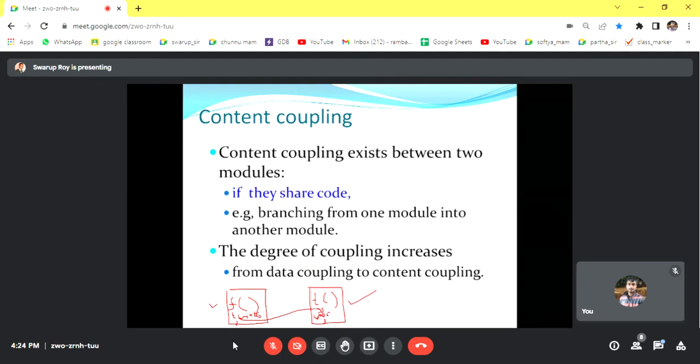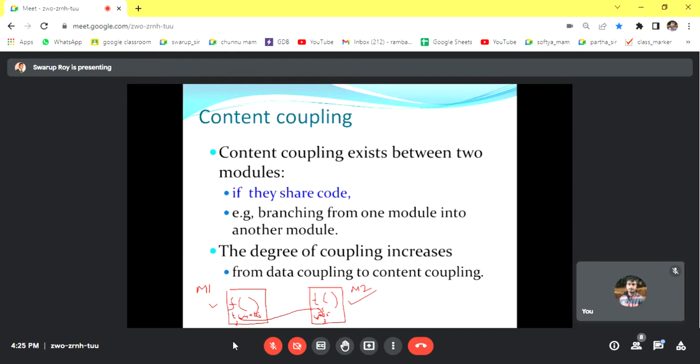This is module 1 and this one is module 2. Now you are jumping from the middle of one function to another function's part. So somewhere they are sharing code. To complete that, it needs to take the code written inside function t. So they're sharing the content. If it happens this way, it is called content coupling.